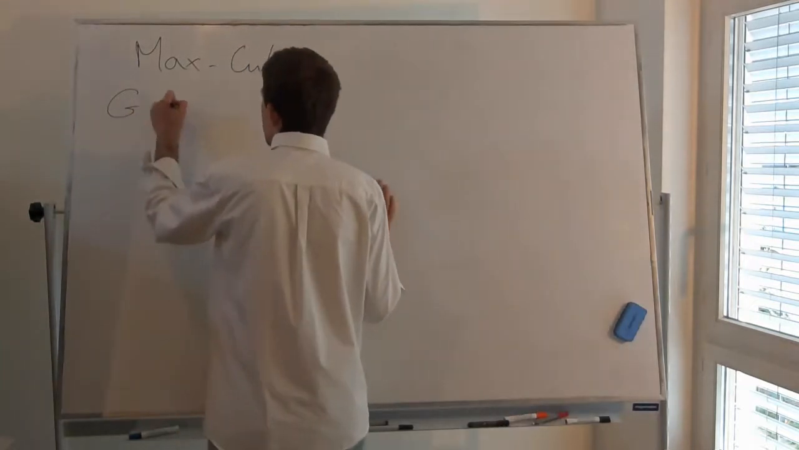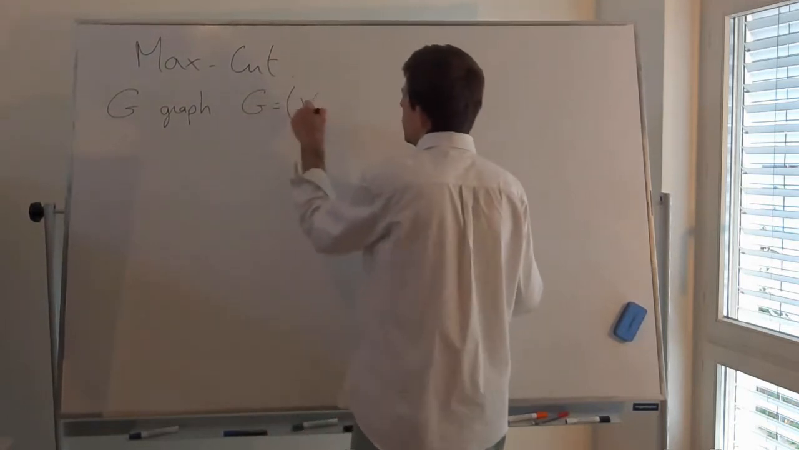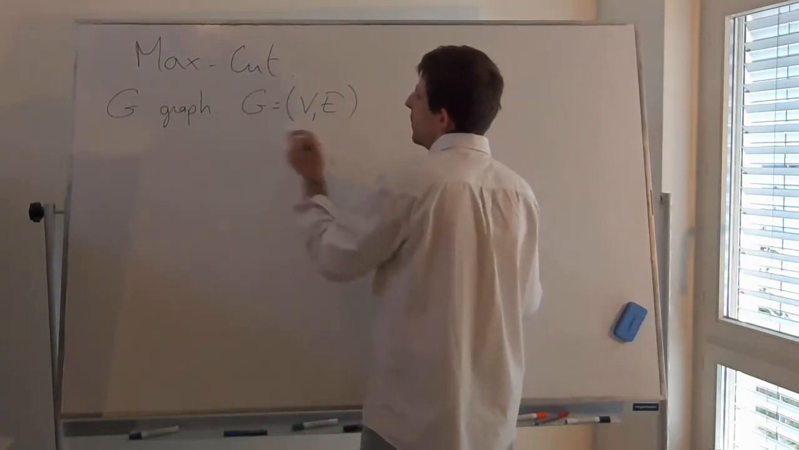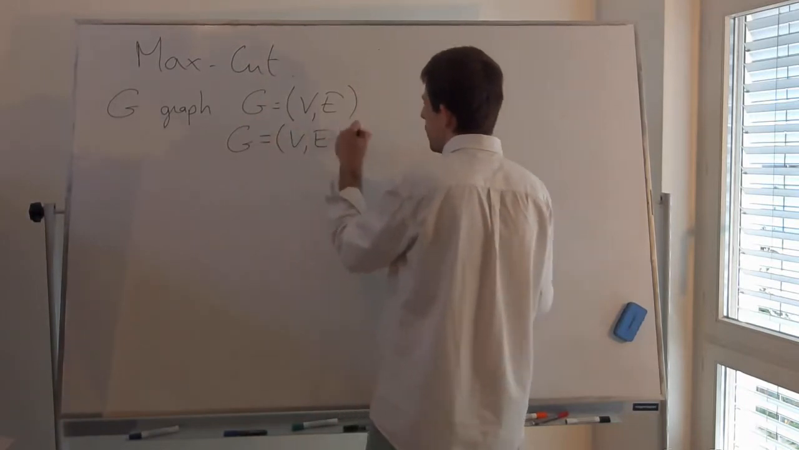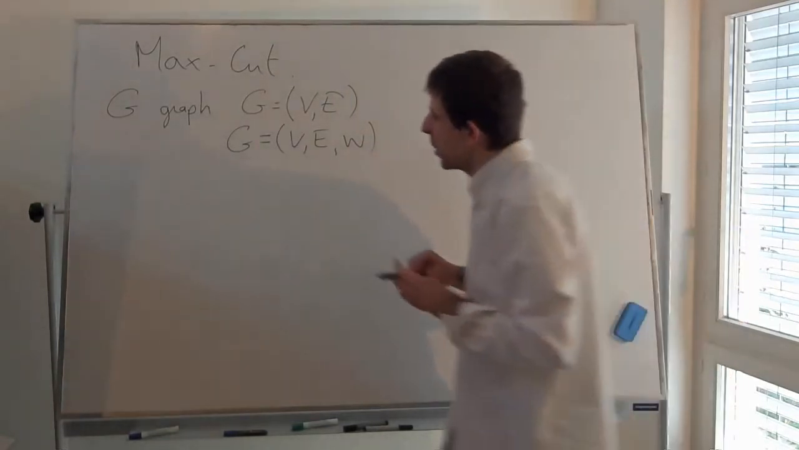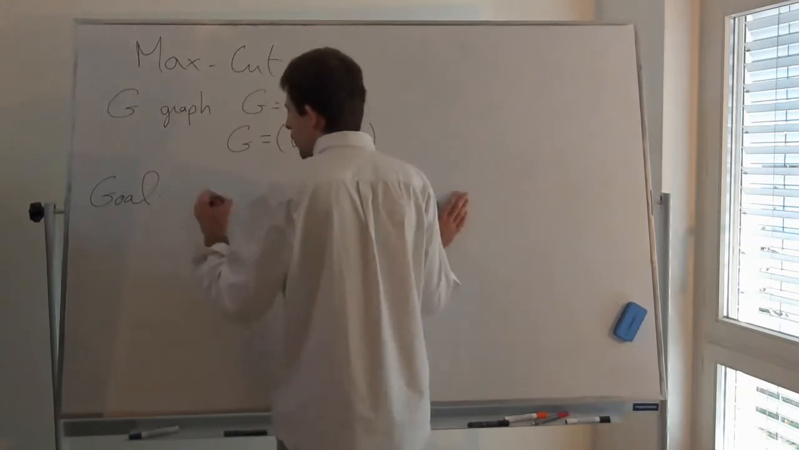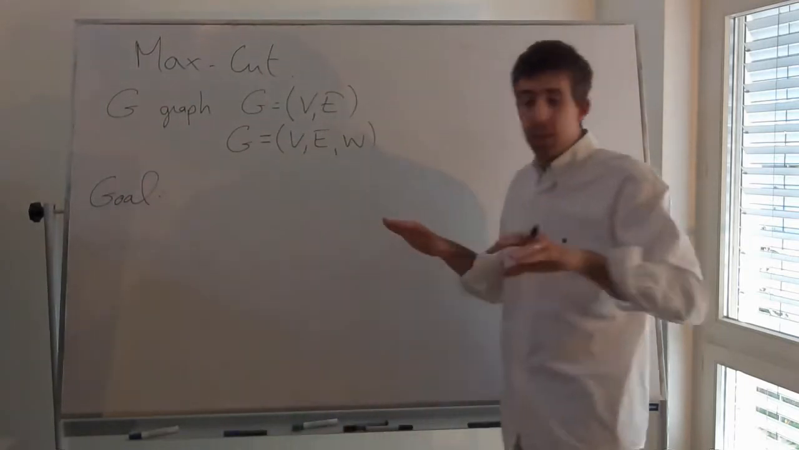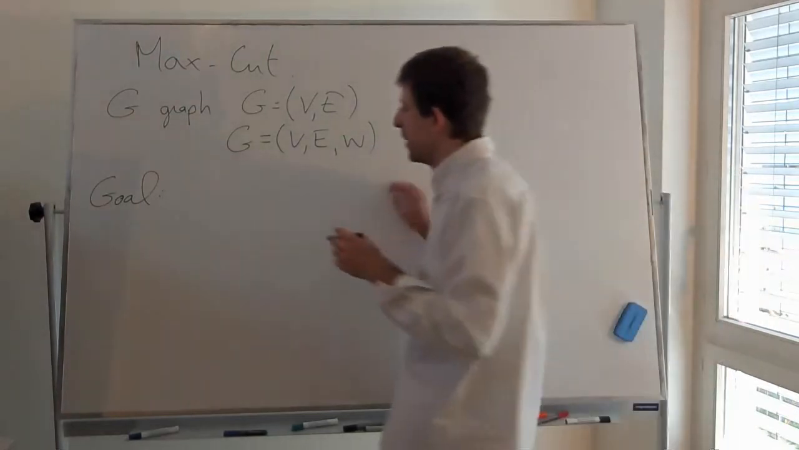Let G be a graph. It could be weighted or unweighted, it doesn't really matter. It could have vertices and edges, or of course vertices, edges, and weights. Nothing really changes when the graph is weighted in this context. And the goal of maximum cut is to split the vertices of the graph in two, so as to cut the maximum number of edges in between.